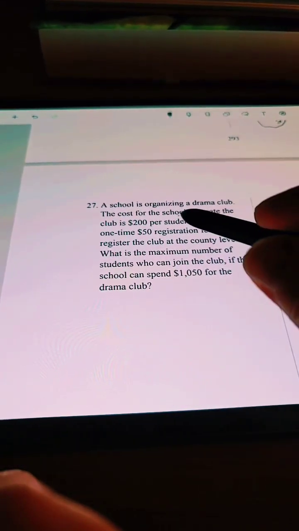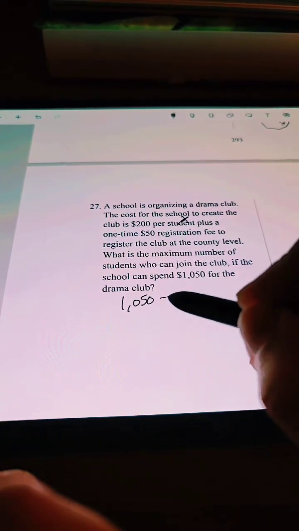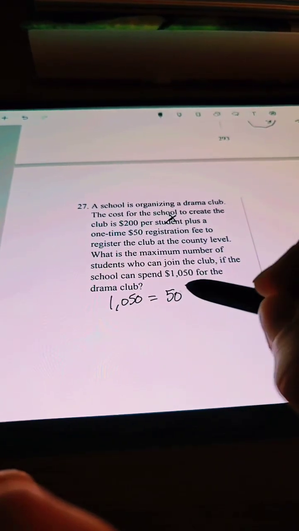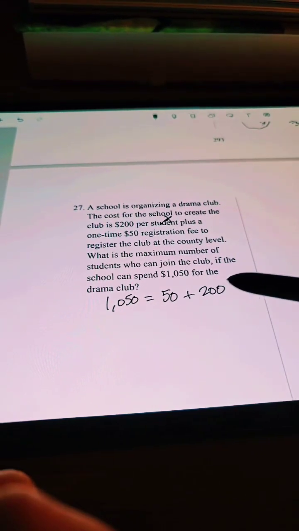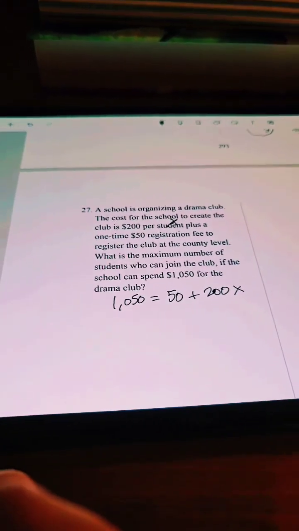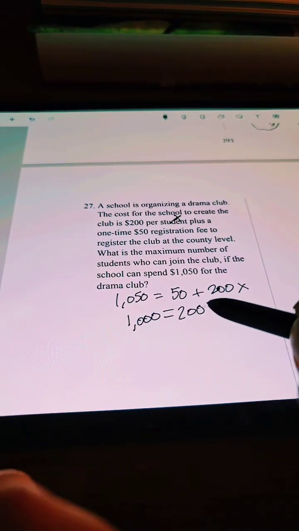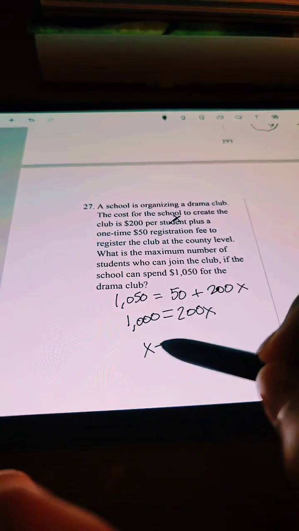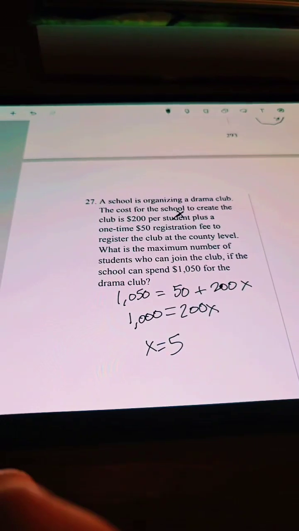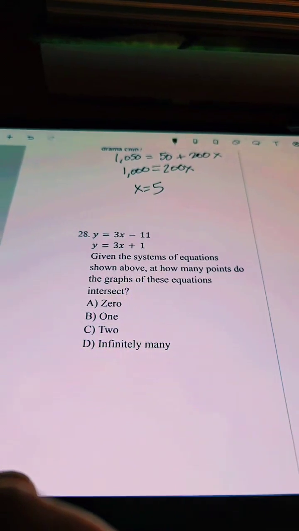So let's say X is the number of students. So if they're going to spend $1,050 in total, they're going to spend all that after they do the $50 one-time fee plus $200 times each of the X students, like how many students they have. So I'm going to subtract 50 from each side, and that's going to give me 1,000 is equal to 200x, then divide by 200 to get x is equal to 5, so 5 students is the maximum number of students. Yes, another linear function.